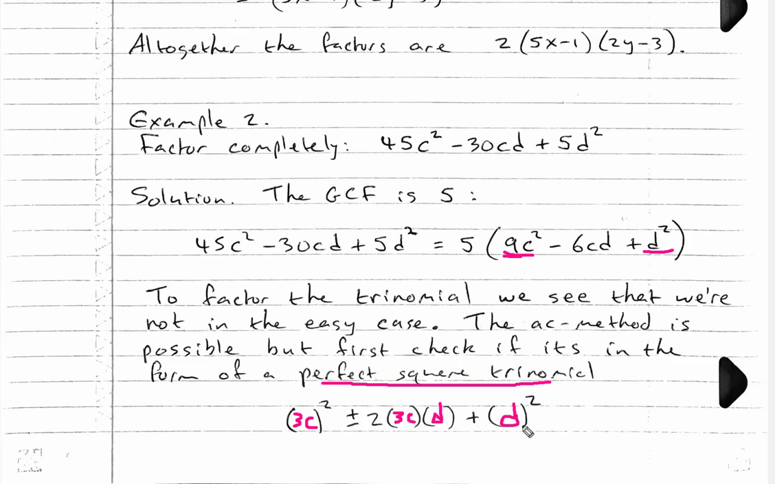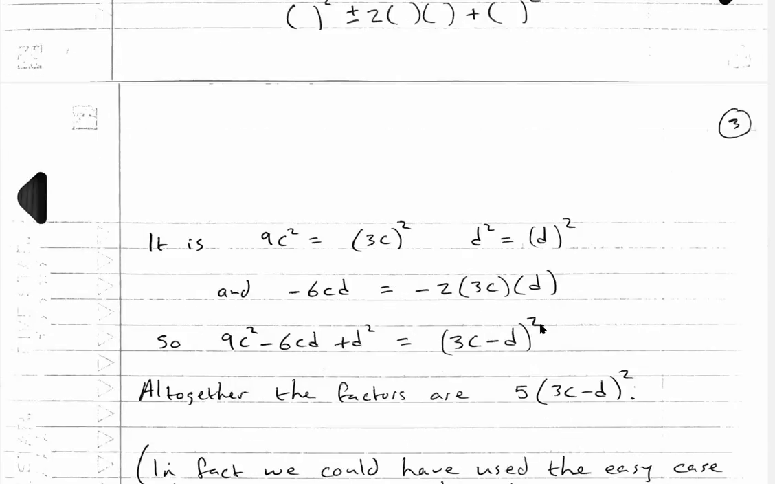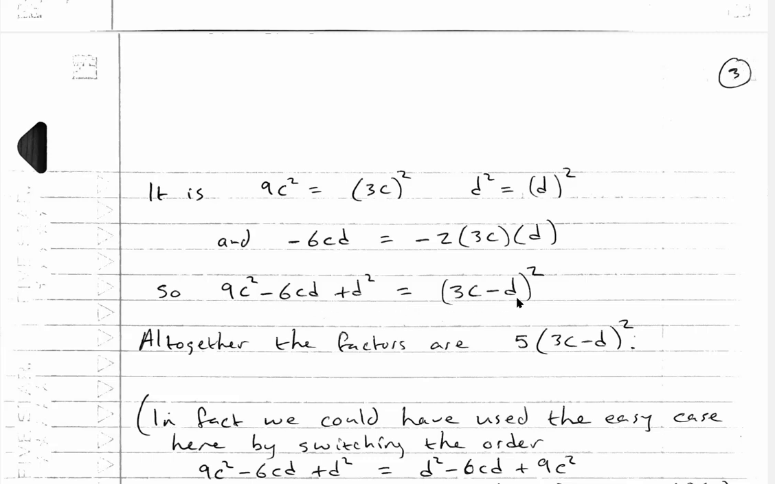So is this what we have? In the middle, yeah, this is 6cd, with a minus sign. Okay, so good news, we don't need the AC method. We're just recognizing a perfect square trinomial with a minus sign to get that middle negative. So altogether, it's the GCF times this perfect square.